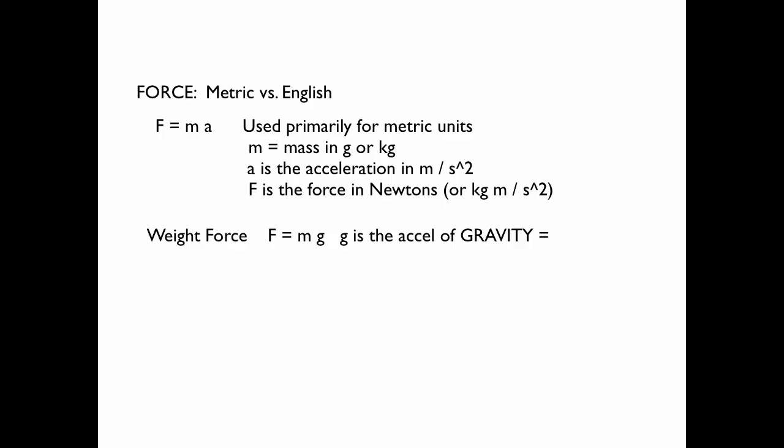So the acceleration that we use then is g. That's the constant for our gravity. So that's 9.8 meters per second squared, or 32.2 feet per second squared in English units. So weight is force. It's just a specific kind of force. It's the force of gravity on the object. And so when you're talking about weight force, the acceleration is the constant acceleration if we're on Earth. So this is for Earth.